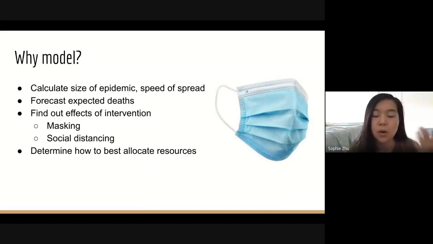So when you know all these metrics, expected deaths, size of the epidemic, it's really going to help public health officials determine how to best allocate resources. If in November there might be a peak, okay, then public health officials can say, okay, we need to ramp up social distancing, we need to ramp up masking, we might need to amp up production of masks. And really, these are things that will help us beat this pandemic and get ahead of it while we still can.